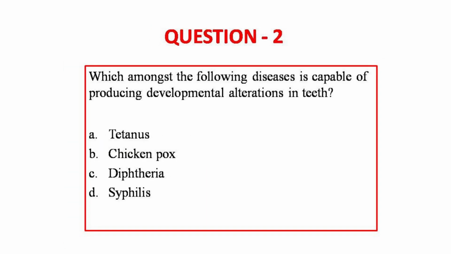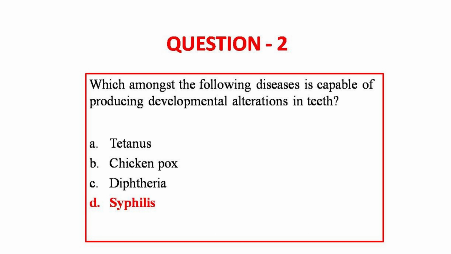Which amongst the following diseases is capable of producing developmental alterations in teeth? They've given us 4 options: tetanus, chickenpox, diphtheria and syphilis. The answer is syphilis. As we all know, it causes Hutchinson's teeth. It is a sign of congenital syphilis. So moving on to question number 3.